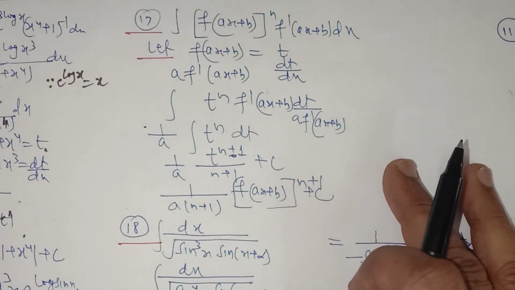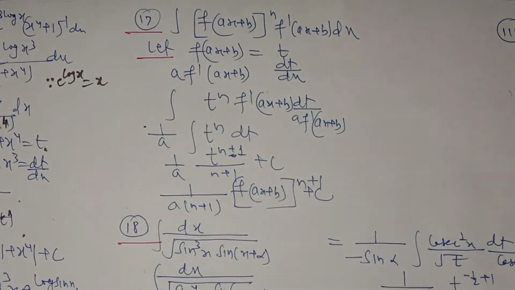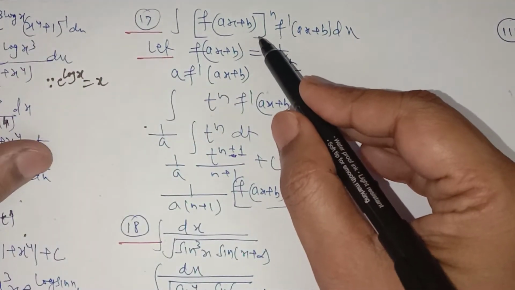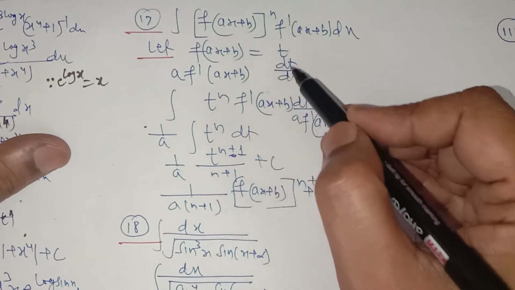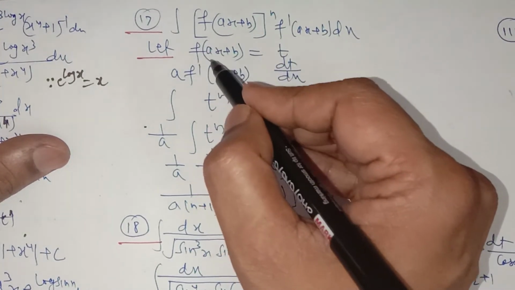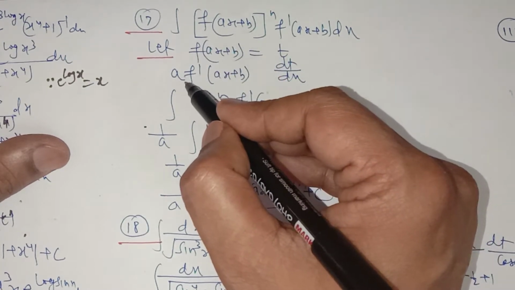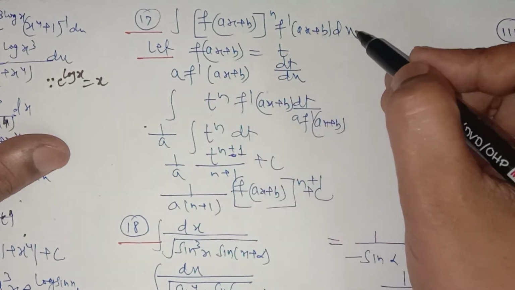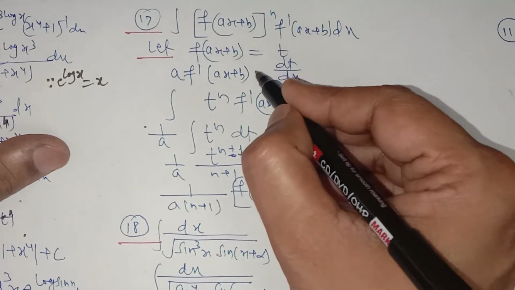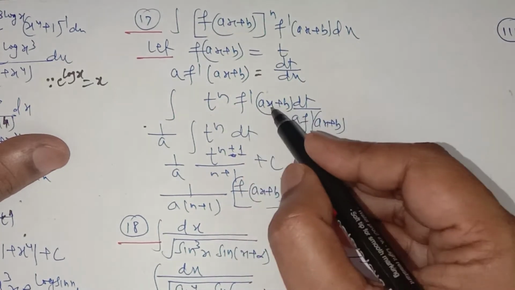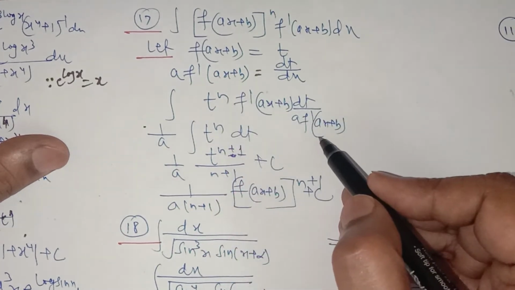Question number 17 seems to be somewhat theoretical, but it is not very difficult. If you let f of ax plus b is equal to t, then dt upon dx will be f dash ax plus b into the derivative of ax plus b, which is equal to a. Replace the value of dx here. So dx is equal to dt upon a f dash ax plus b. This f dash ax plus b will be cancelled out with this f dash ax plus b.